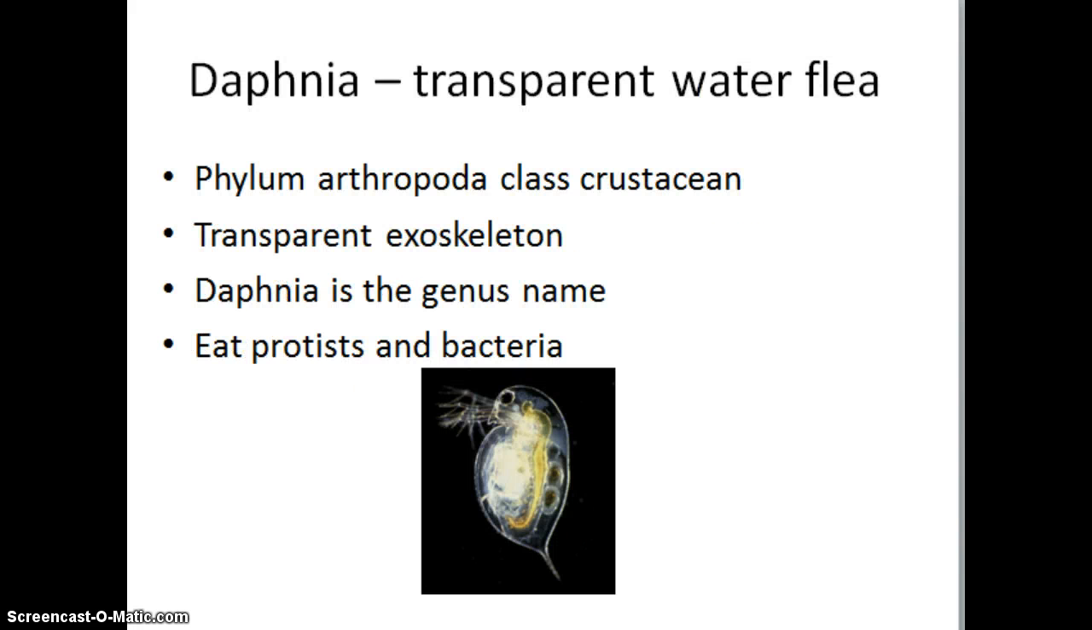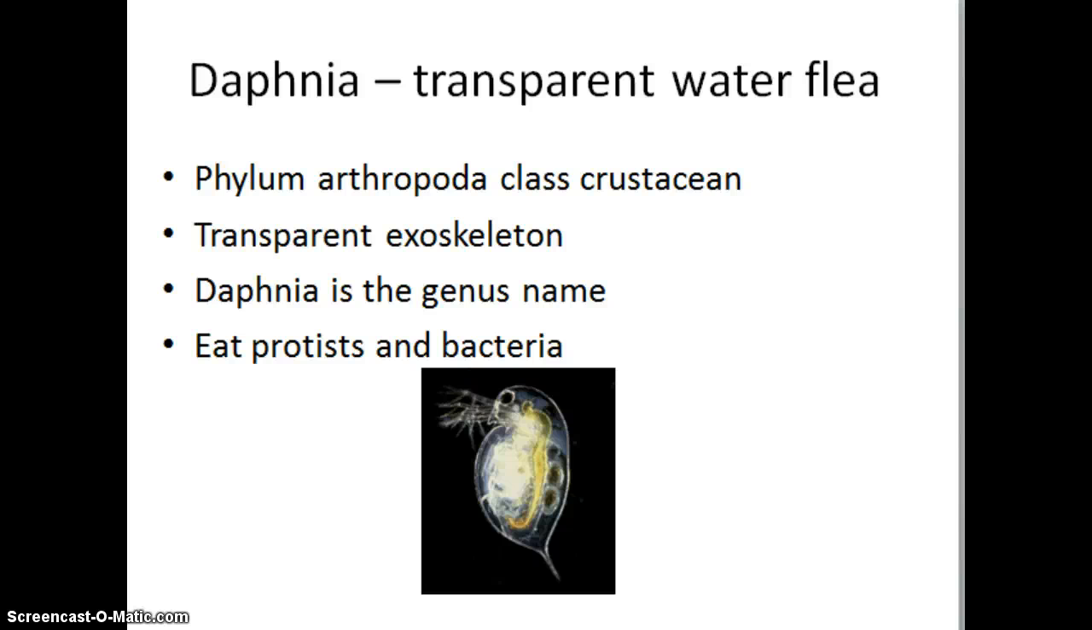Just on Friday, we looked at the Daphnia, the transparent water flea, which is also an arthropod, but it belongs to class crustacean, so it's more closely related to shrimp and lobsters than it is related to, for example, the wow bug. But it has an exoskeleton, which is an external skeleton.